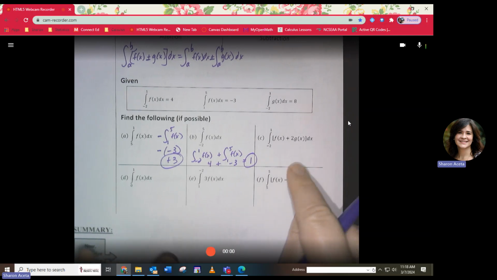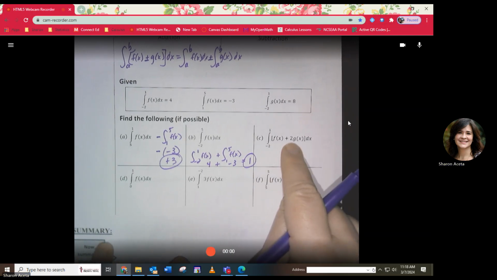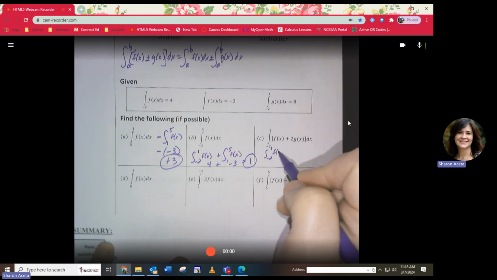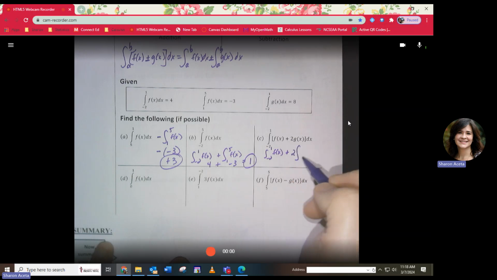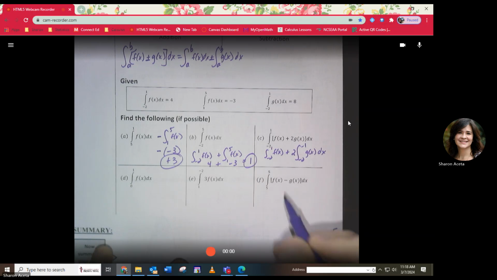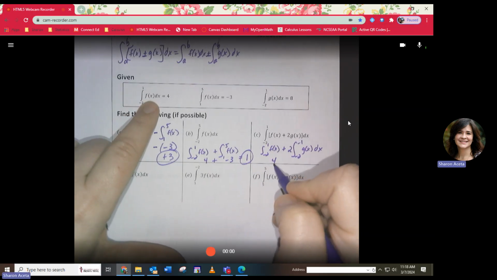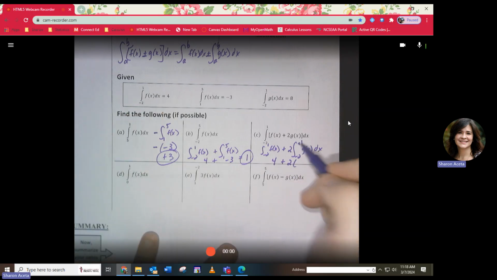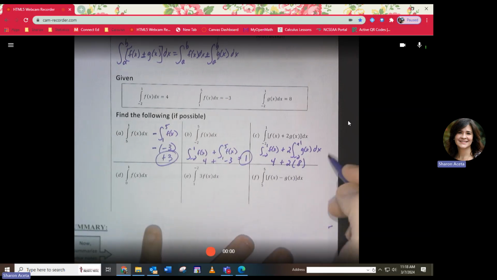Now this one is an addition property and a constant right there. So I'm just going to take the integral from -2 to 1 of the first one. And then this 2, I'm just going to bring outside and take the integral from -2 to 1 of g of x. So the integral from -2 to 1 of f of x is 4 plus 2 times the integral from -2 to 1 of g of x, which is 8. So 16 plus 4 is 20.